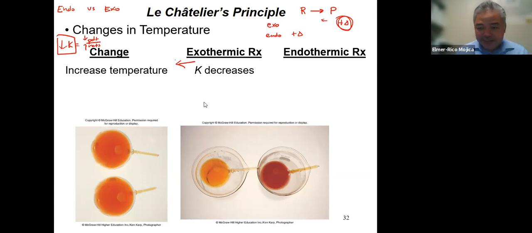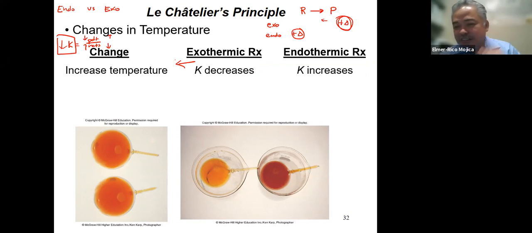Now, if it's an endothermic reaction, the one that is increased is the reactant because your heat is in the reactant. So if the reactant is going to be used up, what will happen here? You have less reactants but more products. So in an endothermic reaction, if you increase the temperature, your K value increases.